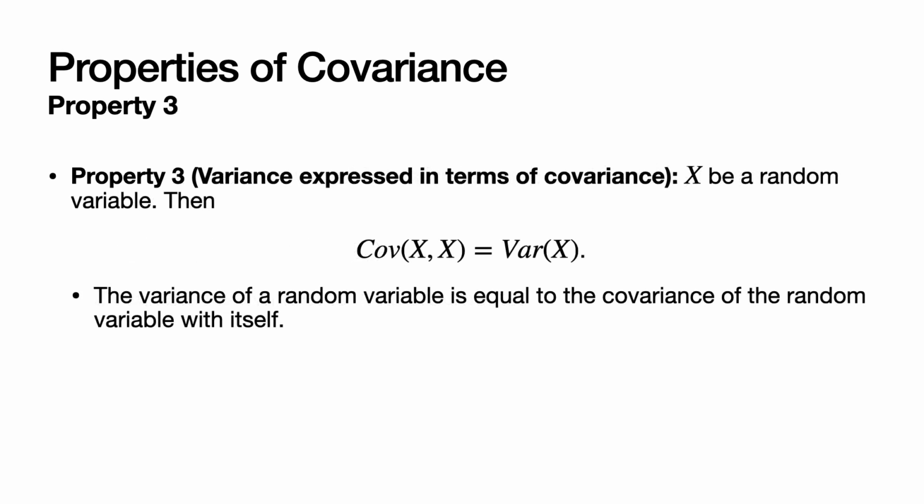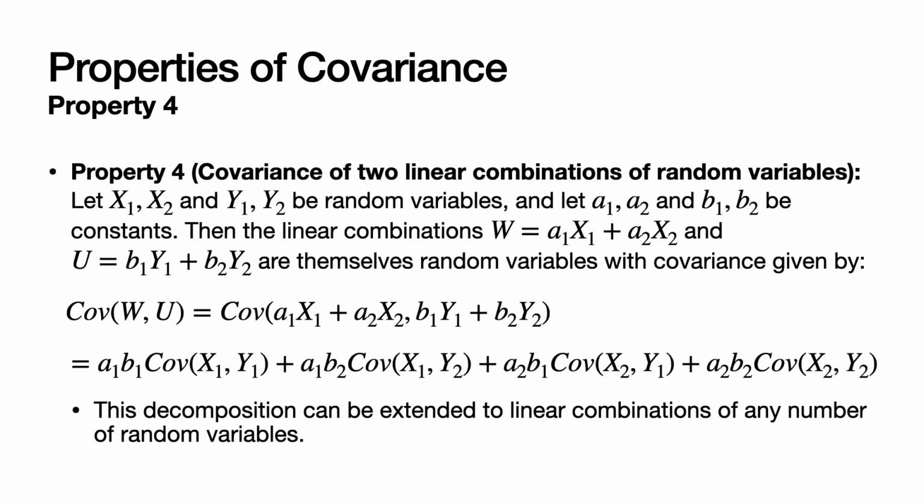Next we have property 3. Let x be a random variable. Then the covariance of x with itself is equal to the variance of x. In words, this says that the variance of a random variable is equal to the covariance of the random variable with itself. Now this may seem kind of odd, and it may not be clear how we might use this, but it actually turns out to be very useful, and we can use this result in proving some of our subsequent properties.